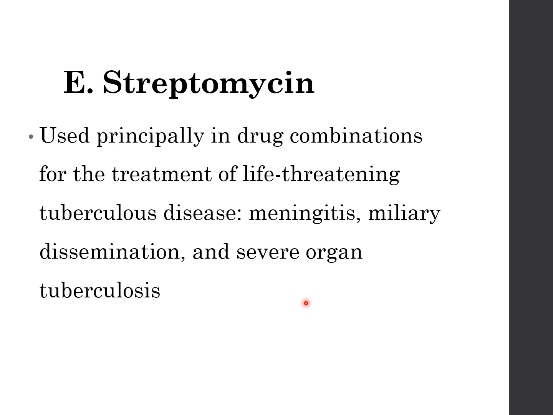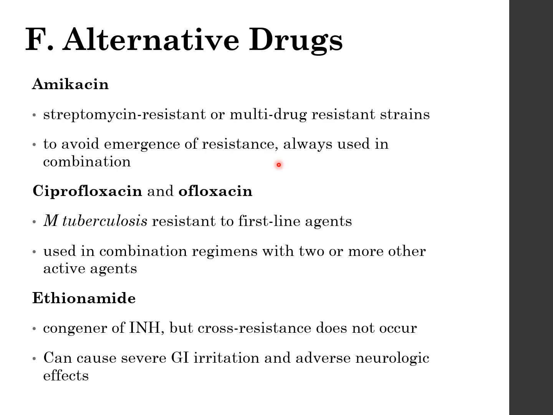Then you have your streptomycin. This is primarily used in drug combinations for the treatment of life-threatening tuberculosis, like your TB meningitis, severe organ tuberculosis, or those with far advanced, cavitary type of tuberculosis. Then another alternative drug for the treatment of TB would be your amikacin. It's used for streptomycin-resistant or multi-drug resistant strains of tuberculosis. It's used to avoid the emergence of resistance, so always use in combination.